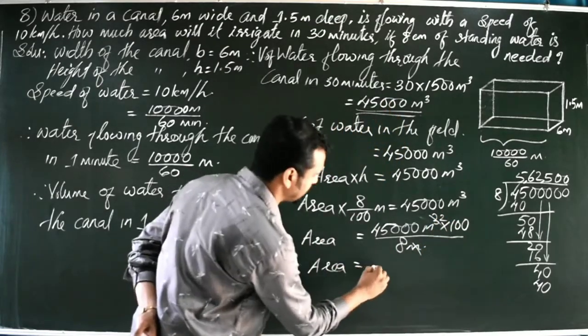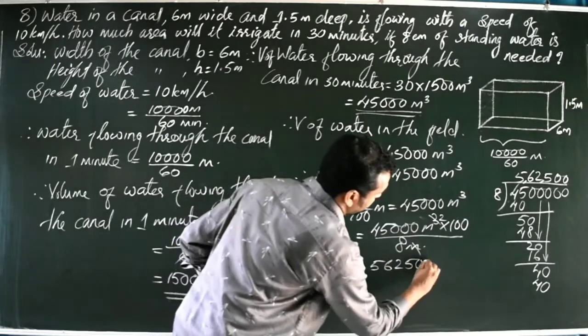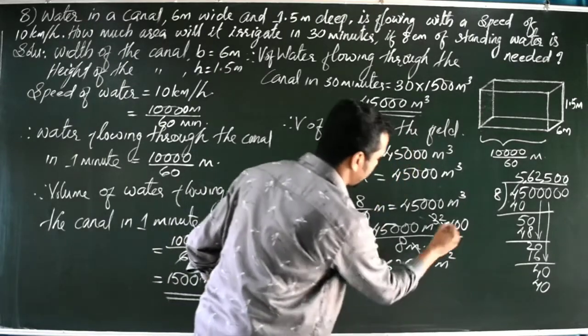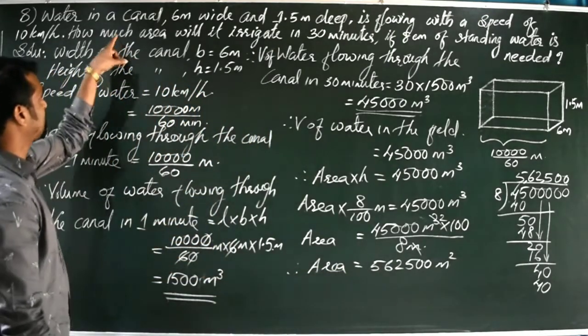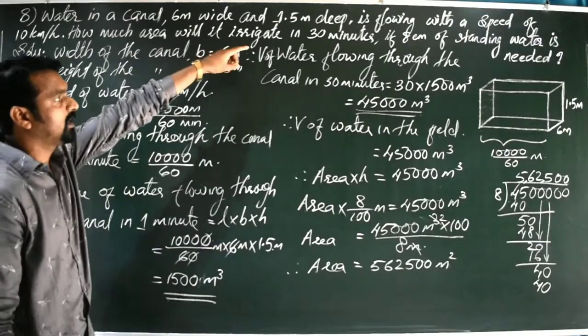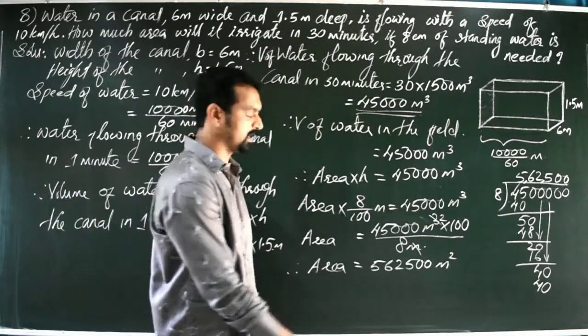So the area of the field is equal to 5,62,500 meter square. Area of the field we can irrigate, that is how much area will irrigate in 30 minutes. That was the question. So in 30 minutes how much area can we irrigate?